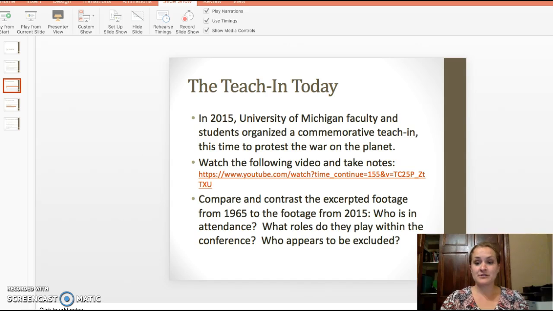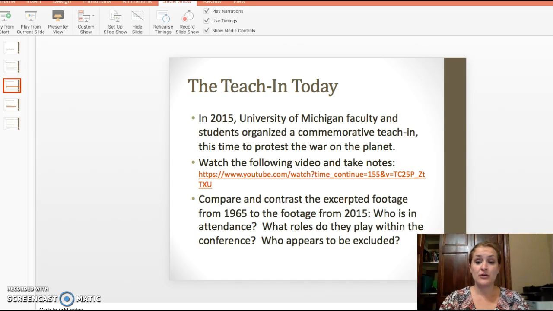Now, who is excluded and not at the conference? Well, the University of Michigan is still an all-white campus at this time, and I'm pointing that out especially so that maybe we can think about the way that having a teach-in be located at a university is still a very exclusive kind of move.